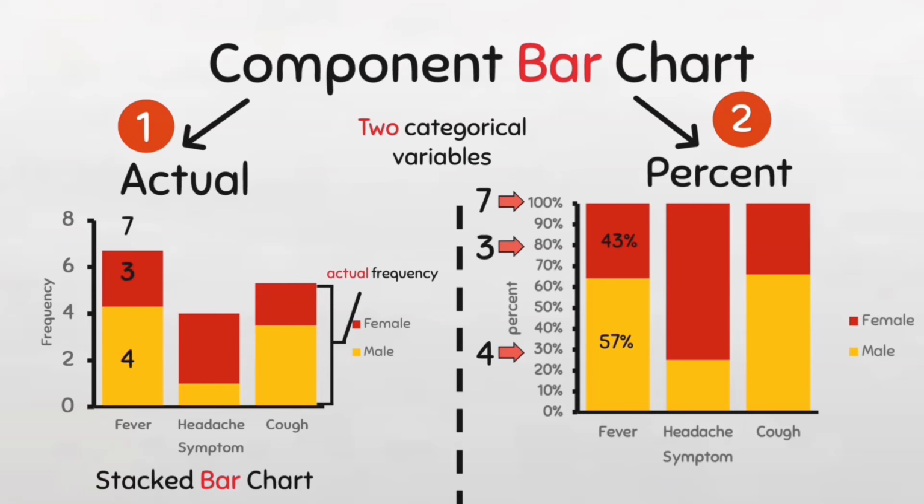This type of component bar chart is also called a 100% stacked bar chart because you can see all the components are stacked up to 100%.